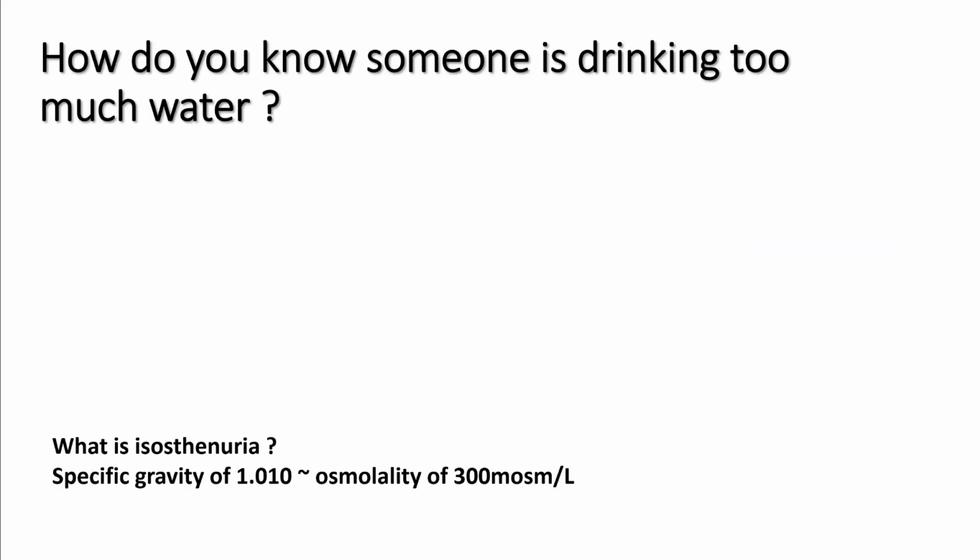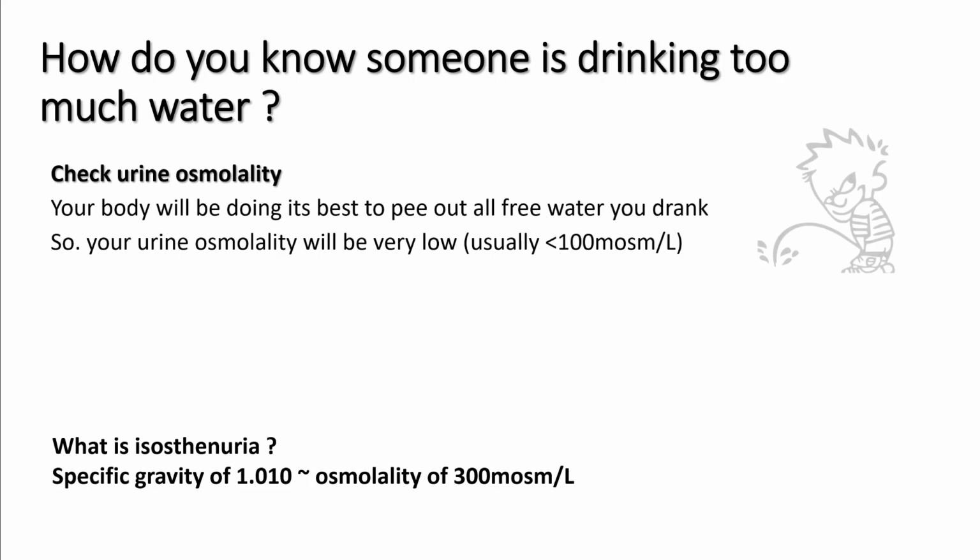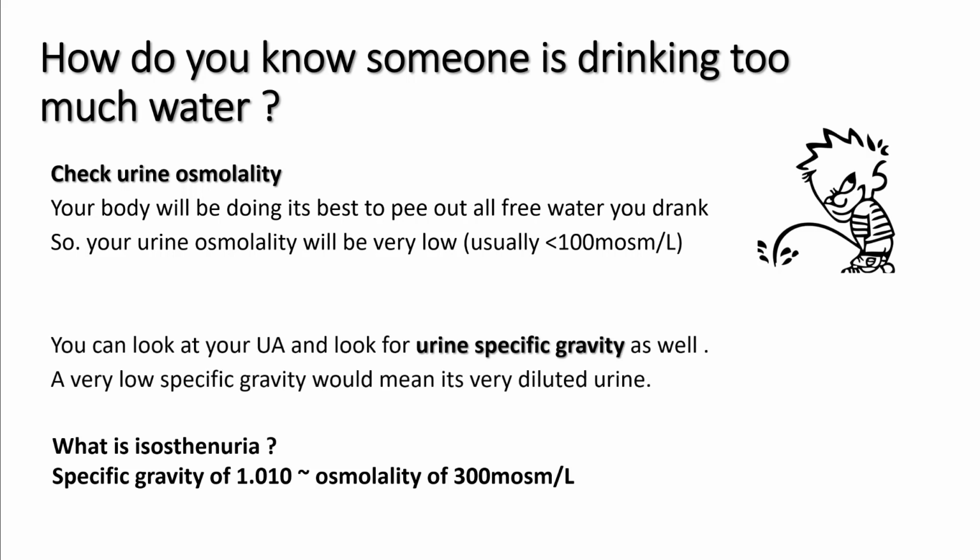How do you figure out if somebody is drinking too much water? Well, simple answer is check the urine osmolality. So when you're drinking too much water, your body will be doing its best to pee out all the free water that you drank. So your urine osmolality will be very low, usually less than 100 milliosmoles per liter.